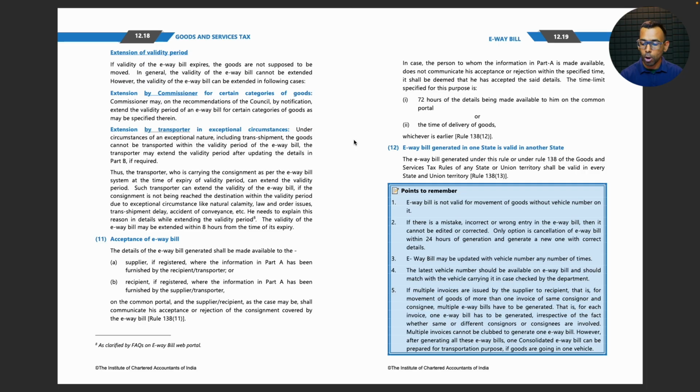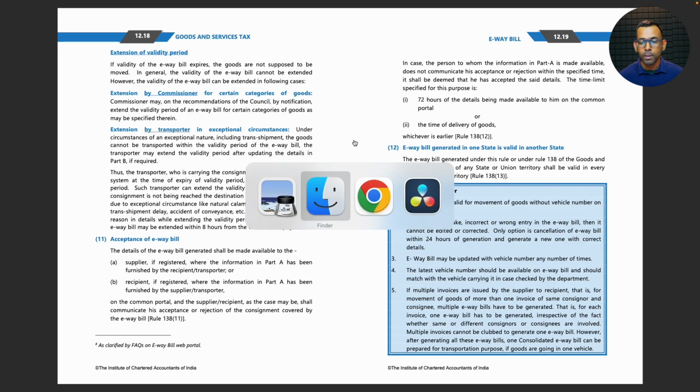Multiple invoices cannot be clubbed to generate one e-way bill. However, after generating all these e-way bills, one consolidated e-way bill can be prepared for transportation purposes if goods are going in one vehicle. Okay, so we have completed today's quota of revising the e-way bill chapter.